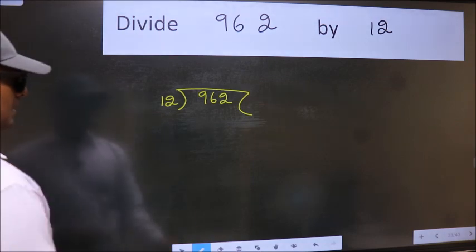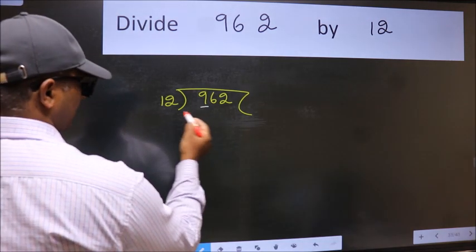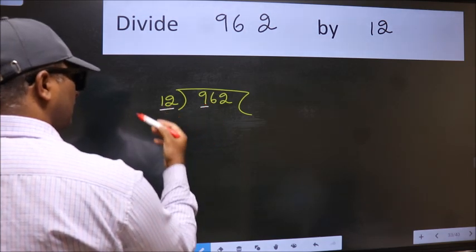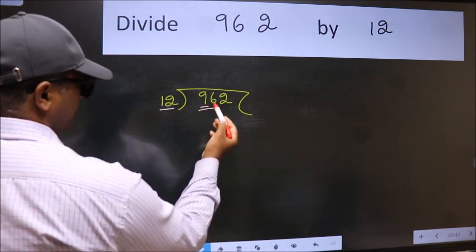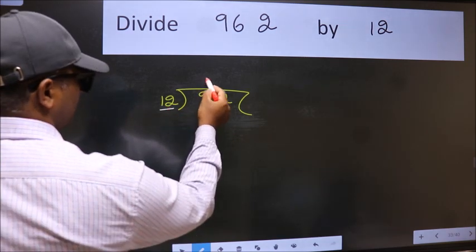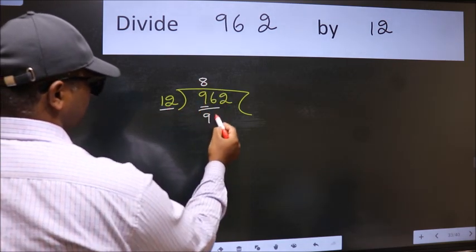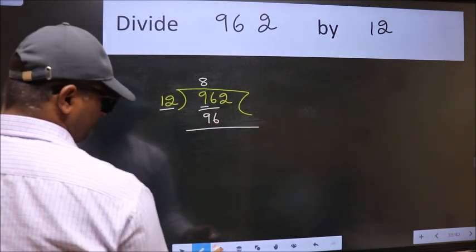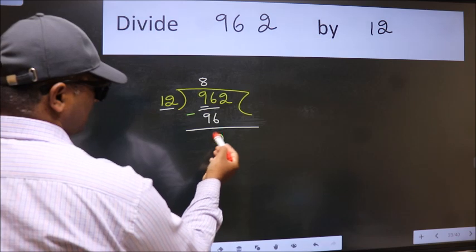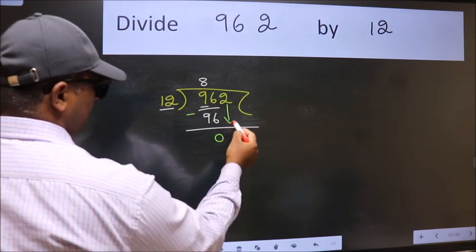Next. Here we have 9 and here 12. 9 is smaller than 12, so take two numbers, 96. When do we get 96 in the 12 table? 12 8s are 96. Now we should subtract. We get 0. After this, bring down the beside number.